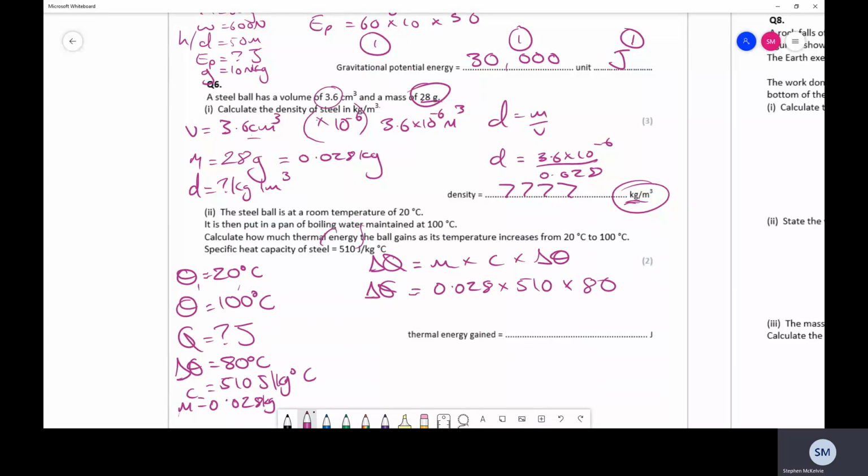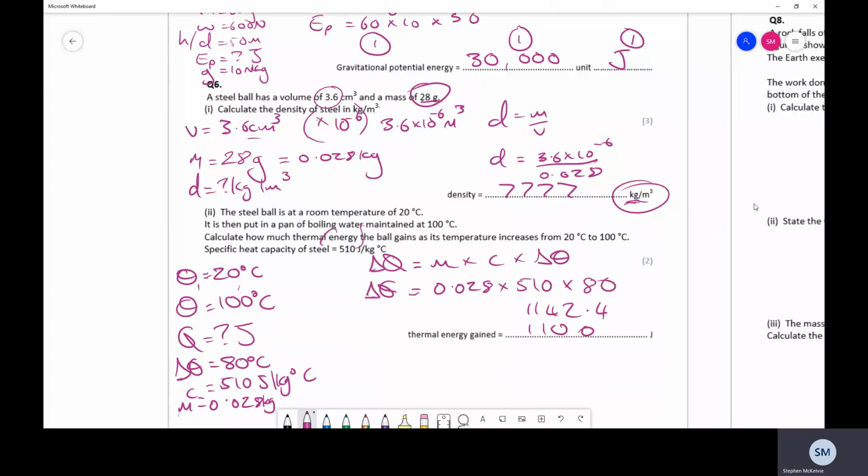And I've just messed that up. Hang on. 0.028 times 510 times 80 gives me an answer of 1142.4, or if you want to round it up to something a little bit more useful, 11,000. Next question.